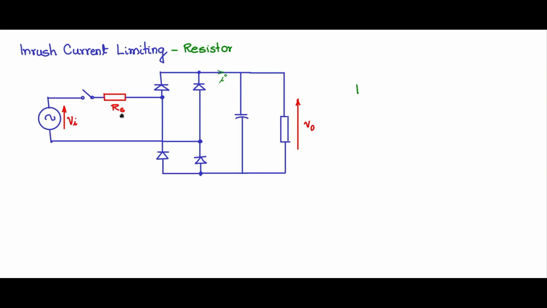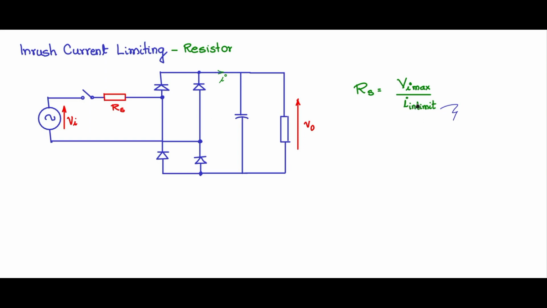So how to find the value of Rs? Rs will be Vi minus Vc. Vc you consider as 0, the worst case condition, and at startup Vi max. So let us say Vi max divided by Rs will be the inrush current limit. Therefore Rs is Vi max divided by I in limiting value.